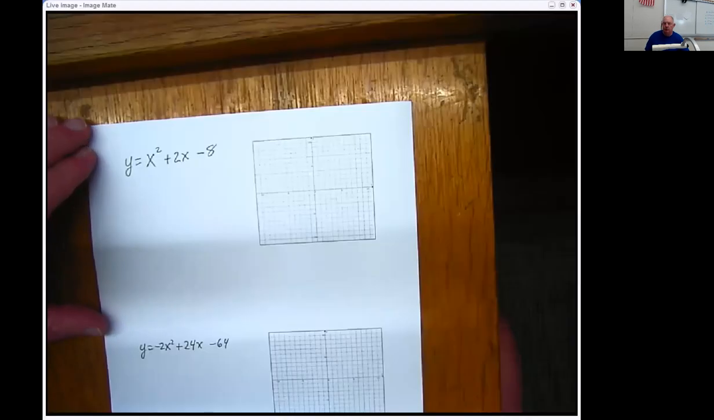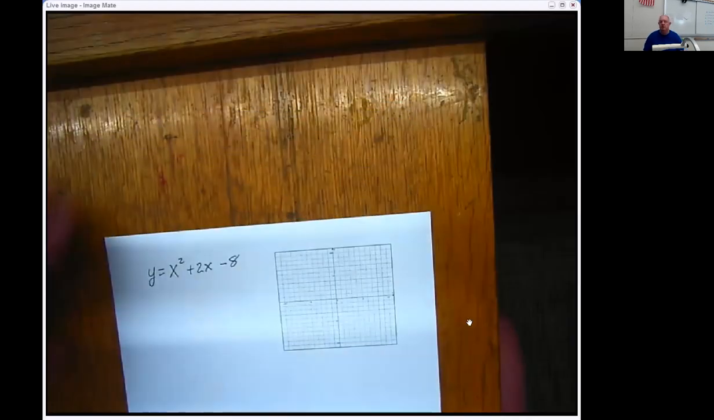I've got 3 examples for you, so we're going to go through these right now, okay? So if you take a look at what I have, I've got a couple of equations. We'll focus on the top one first. So we have a nice equation here.